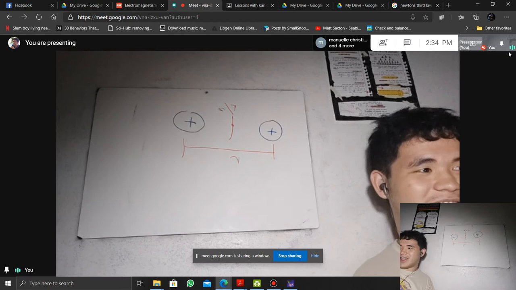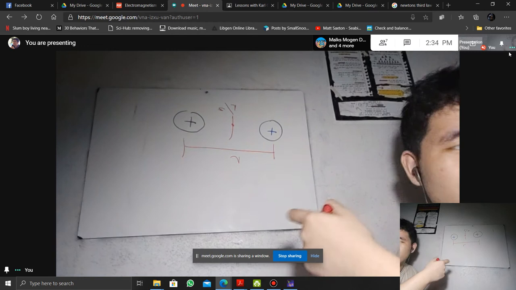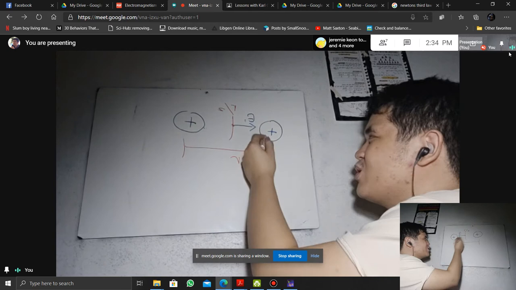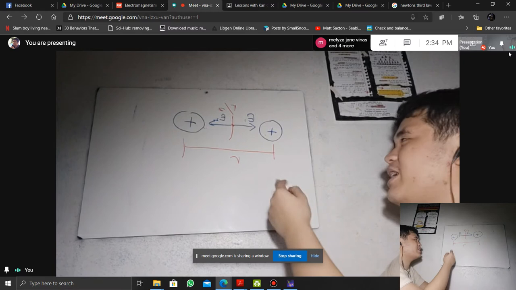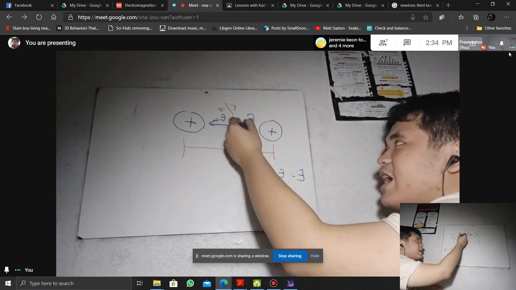So, let's try to calculate yung electric field muna, no? Ano ulit yung first step ko? You check the direction of the field, no? So, electric field due to this is here, E1. Electric field due to this is here, E2. Tama? Okay. Ngayon, next is to get the components, pero X component lang. Let's disregard the signs, no? So, total electric field equals E2 minus E1, dahil opposite yung E1.